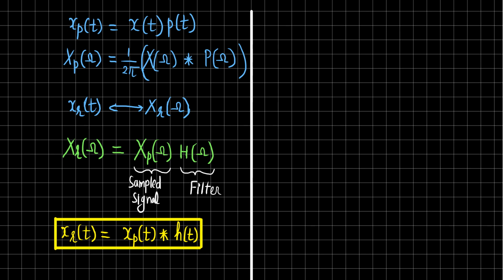What is h of t? H of t is simply the inverse Fourier transform of the filter. So there is a relation of this h of t being the Fourier transform of h of omega, that is the filter. Now we know h of omega, how it looks like. We don't know how h of t is going to be. So let's try to calculate the inverse Fourier transform of this h of omega.